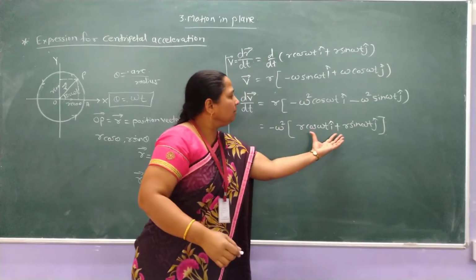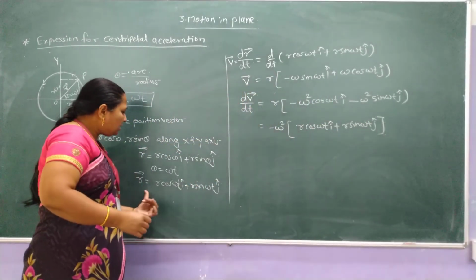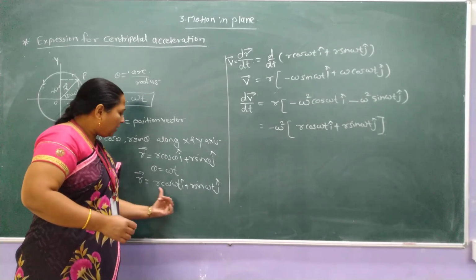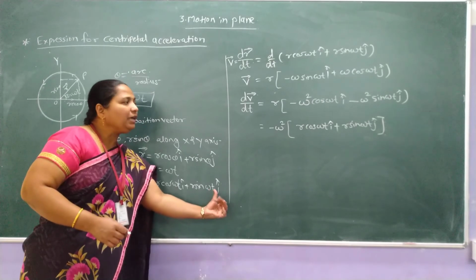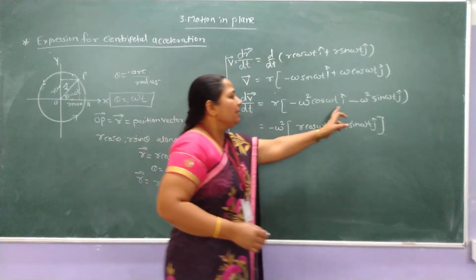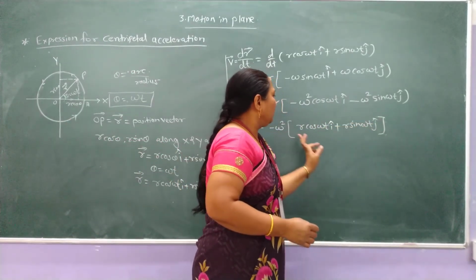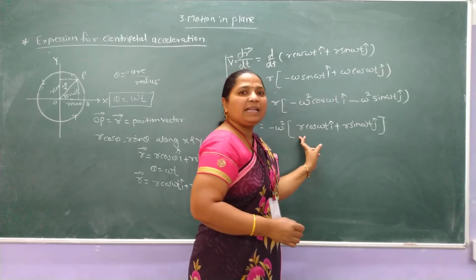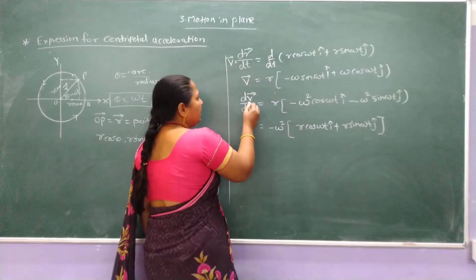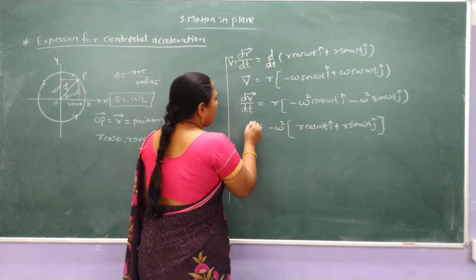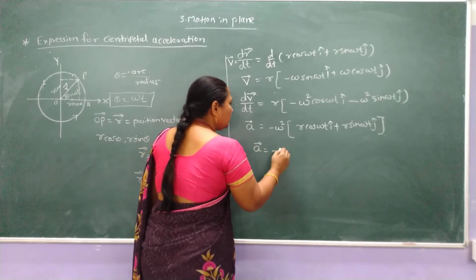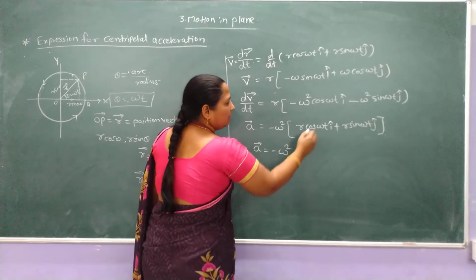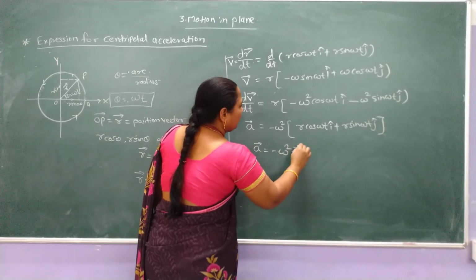And this is the position vector, r vector, which is equal to r cos omega t i vector plus r sin omega t j vector. Substituting, the bracket term is referred to as the r vector. Therefore, dv by dt, which is acceleration, is equal to minus omega square into r vector, the position vector.